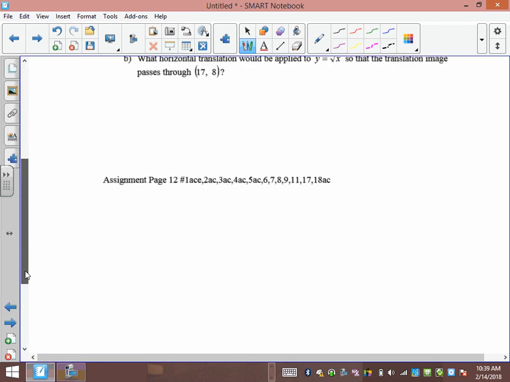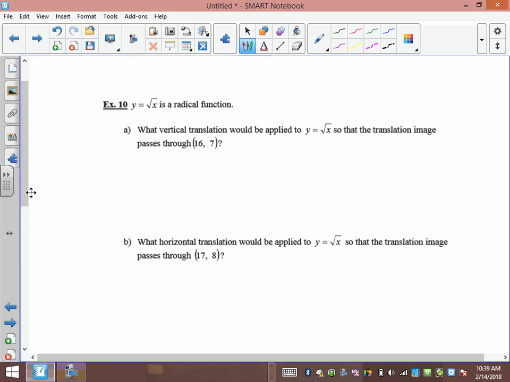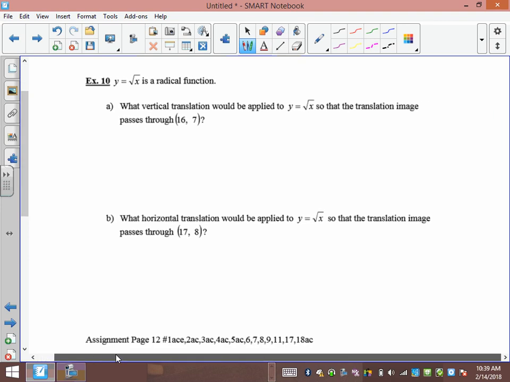This is our last one, then there's your assignment. This one you have to pay close attention to, because I lose people on this one. y equals square root x is a radical function. So that's the basic radical function. We're going to learn about radical functions this year. What vertical translation would be applied to y equals square root of x so that the translated image passes through 16, 7? So this is the translated point.